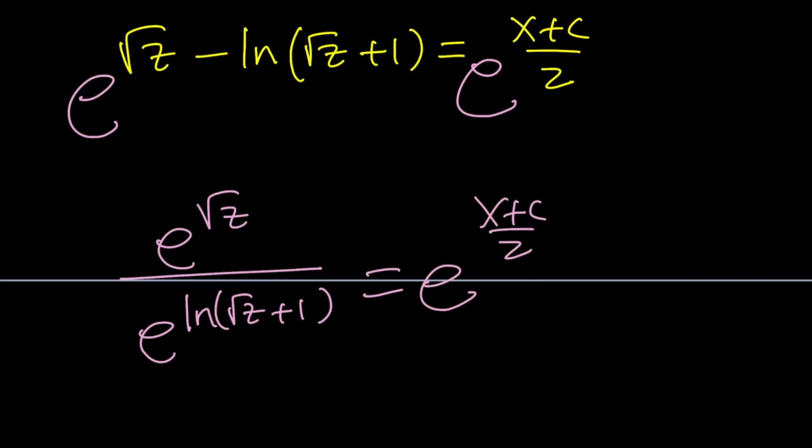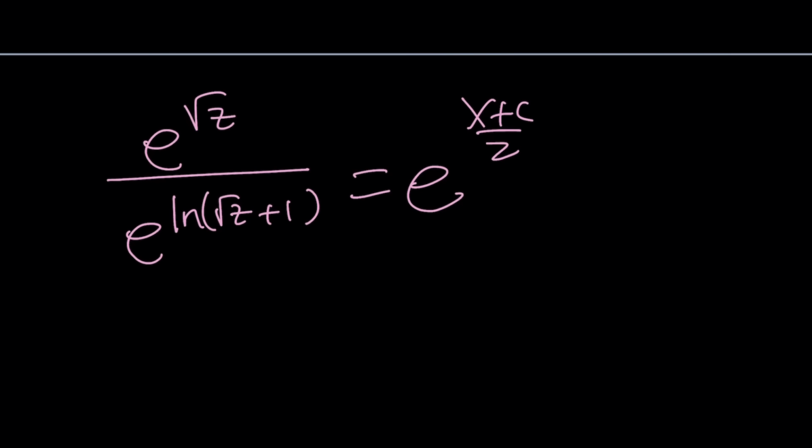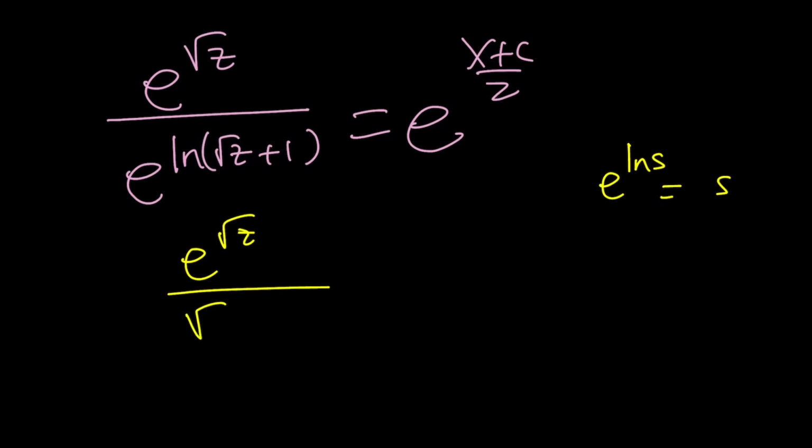I could probably move this a little bit so it's not cut off like this. Here we go. Now, what can I do with this? Well, I have e to the power ln something. Does that look familiar? Yes. E to the power ln something, let's just call that s, is s. Great. So this becomes square root of z plus 1. In other words, this turns into e to the power square root of z divided by square root of z plus 1 equals e to the power x plus c divided by 2. Awesome.